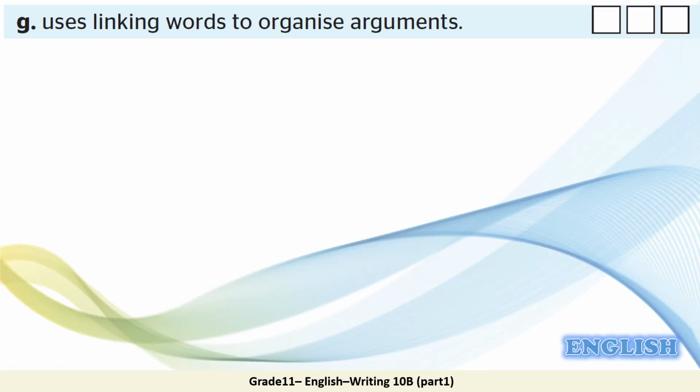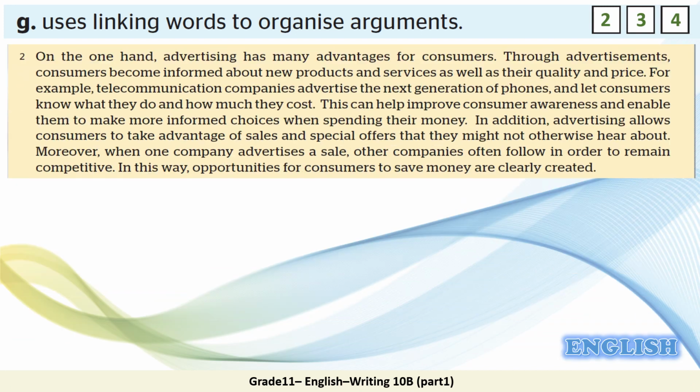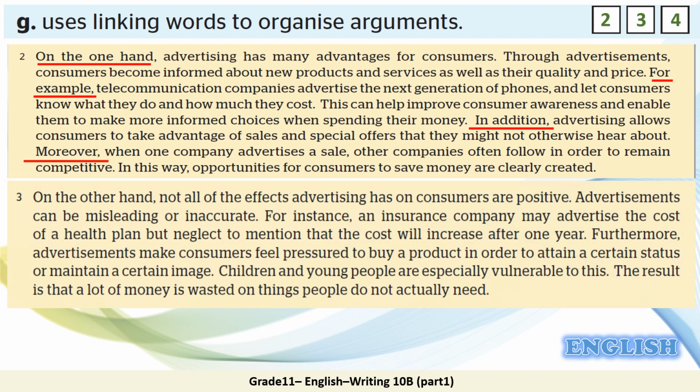In which paragraph or paragraphs does the writer use linking words to organize the arguments? So the function of linking words is to organize the arguments in paragraphs 2, 3, and 4. Have you found the evidence? Have you underlined them? Let's see. This is very clear. The first one is "on the one hand," to start with the first issue or argument. "For example," to give an example. "In addition," to add a point. "Moreover." You can see in paragraph 3, "on the other hand," "for instance," "furthermore."